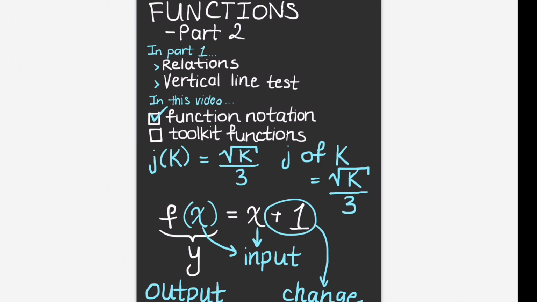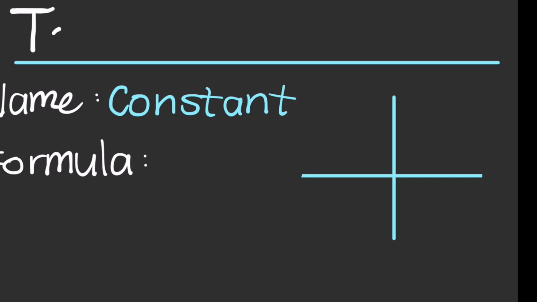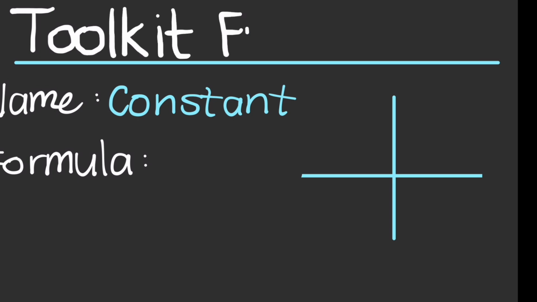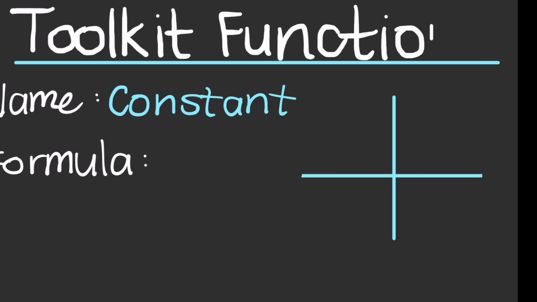So now that function notation is done, before we take a look at Toolkit functions, I just want to explain why they are important. If you are given a graph of some sort, knowing these Toolkit functions can really help you identify what kind of function you're dealing with. On the other hand, if you're given a formula, you can easily draw the graph of it if you know the general Toolkit functions.